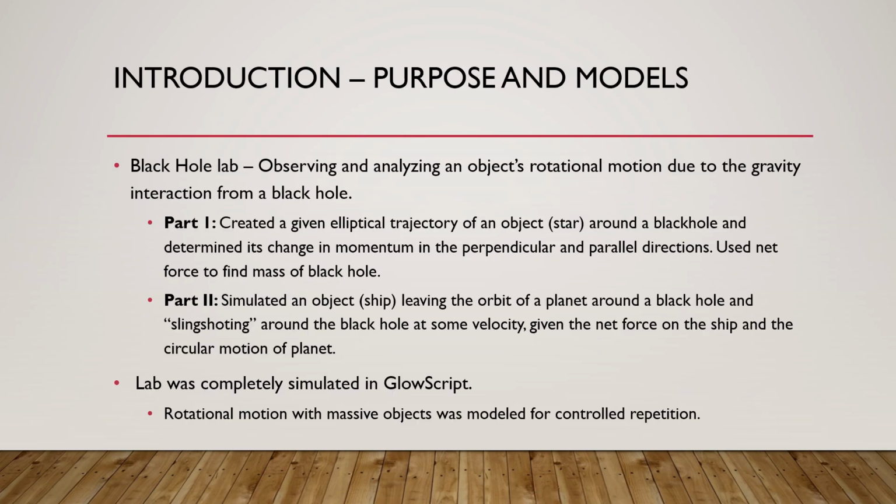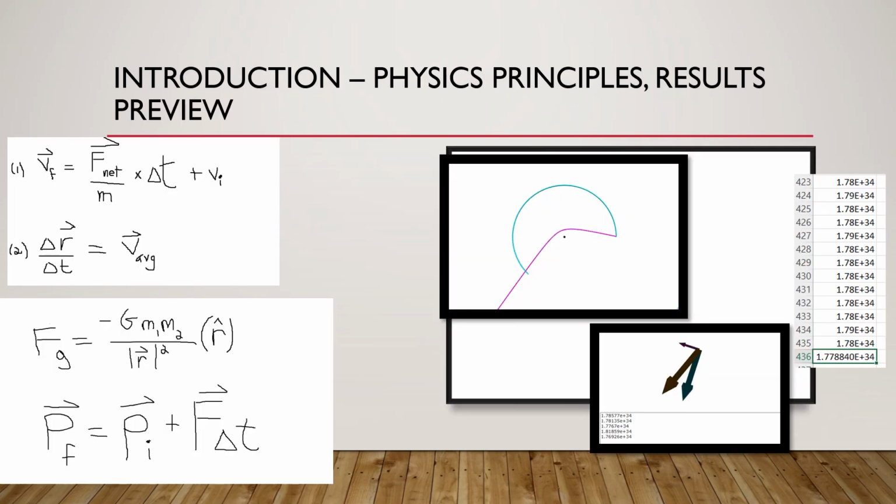The purpose of this lab was to observe and analyze an object's rotational motion due to gravity interaction from a black hole. The lab was completely simulated in GlowScript because GlowScript allows for controlled repetition of rotational motion with massive objects. I used Newton's second law to determine the change in velocity from a net force acting on an object, and then used the velocity update law to determine the change in position.